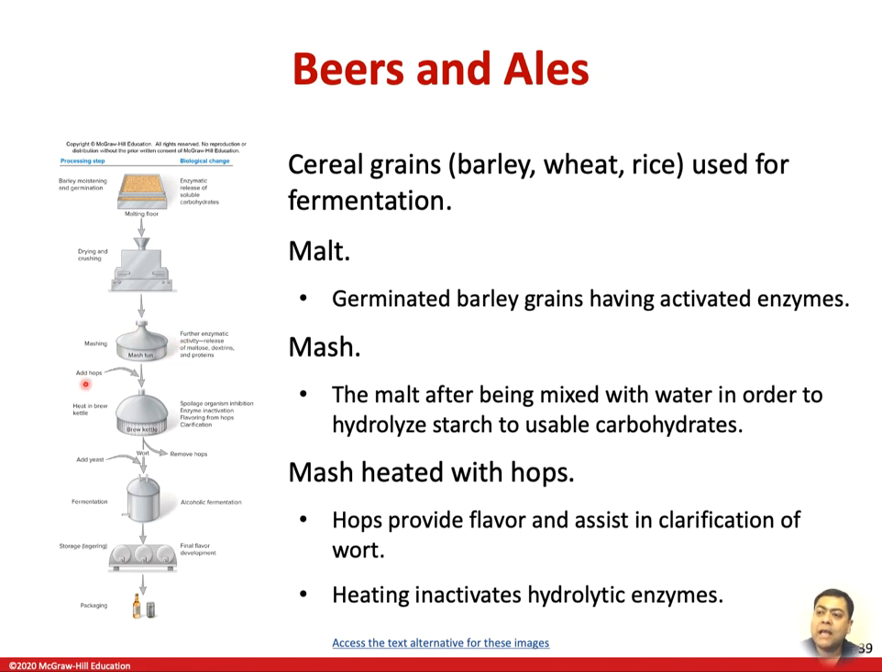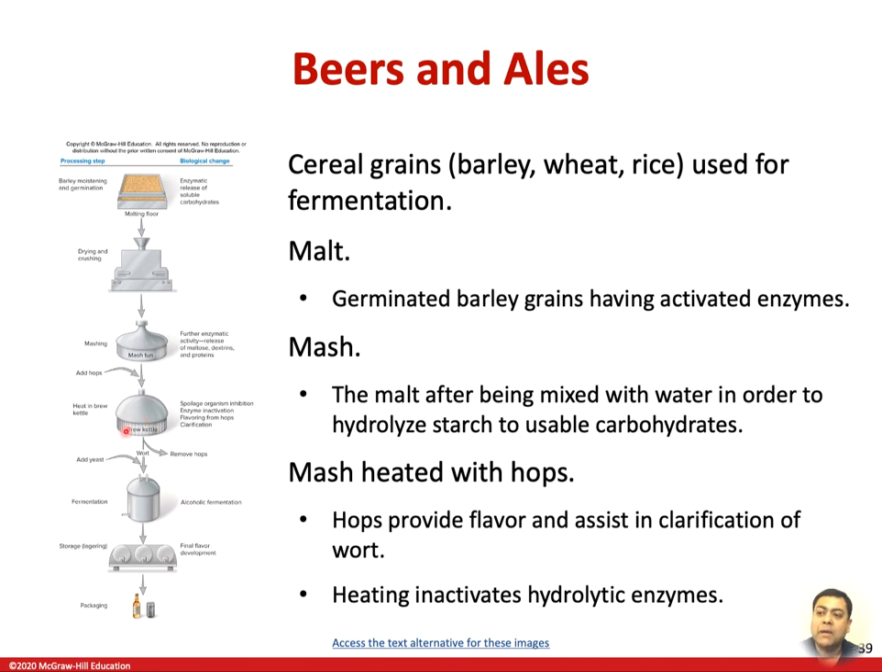At that time, the hops are added. The hops are from the dried flower of Humulus lupulus. Once those hops are added, in a brew kettle the temperature is increased. At that time, the spoilage organisms are inhibited, enzymes are inactivated, and the flavoring from the hops also causes clarification. Next, after the brew kettle, the hops are removed, and at this point the product which is formed is known as wort. This wort is the product which is fermented.